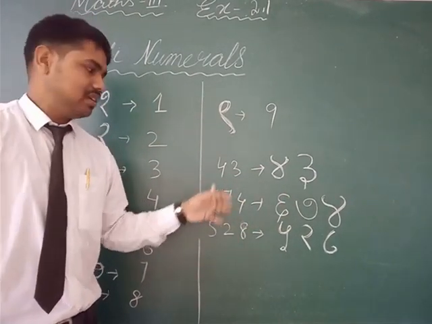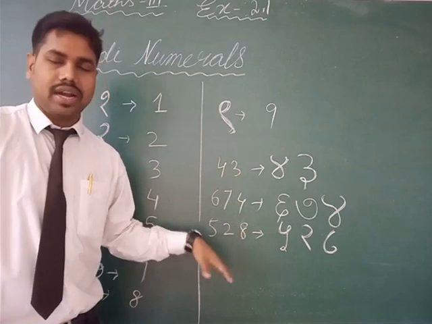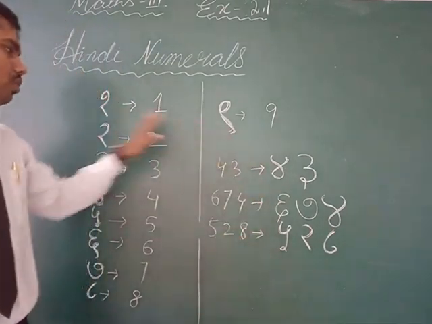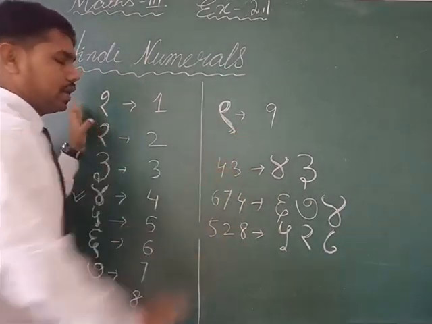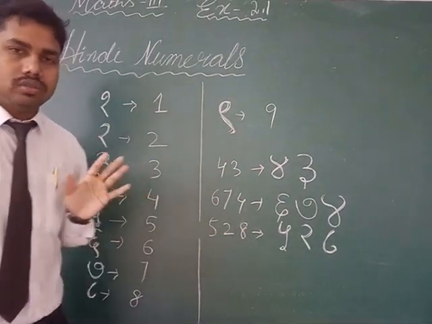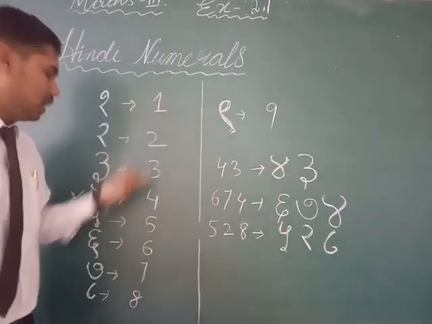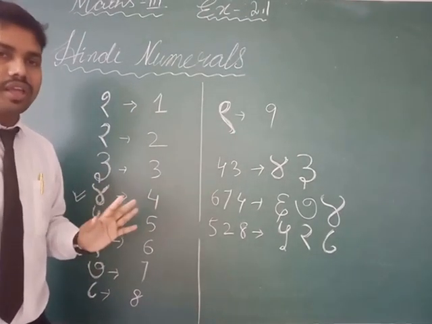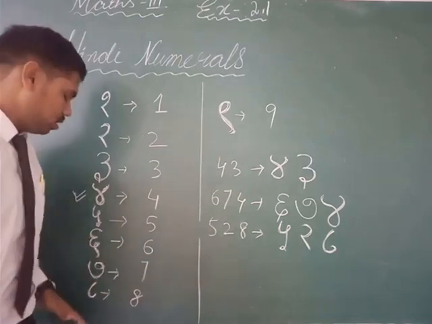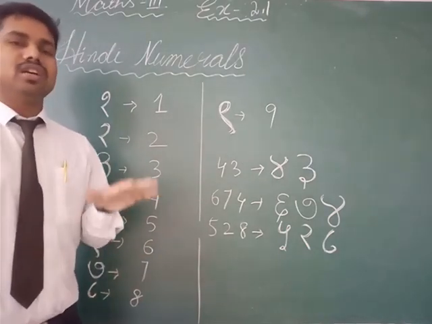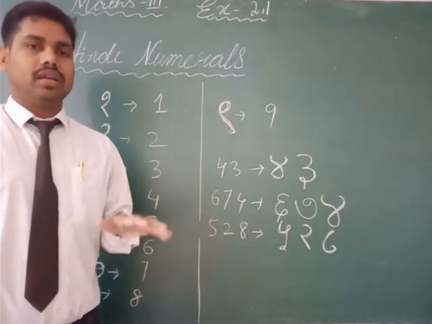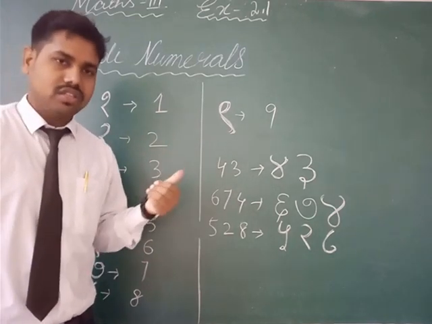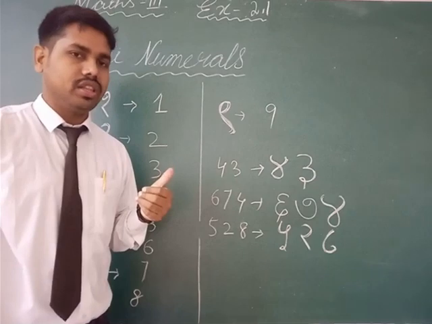If a number is given and you are asked to write it in Hindi numerals, you can write it like this if you know 1 to 9. So it is your work to first learn all these 1 to 9 in Hindi numerals. In your book it is also there, and here also I have written. So first learn 1 to 9 and then you can solve the rest of the questions related to conversion into Hindi numerals.